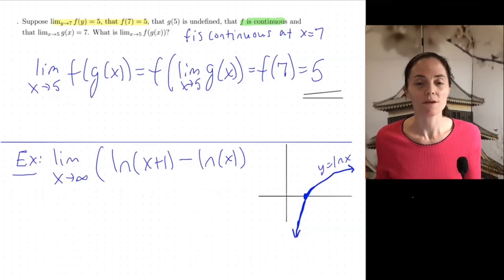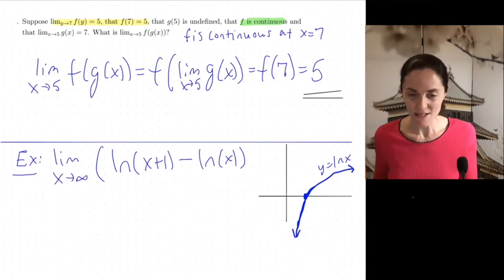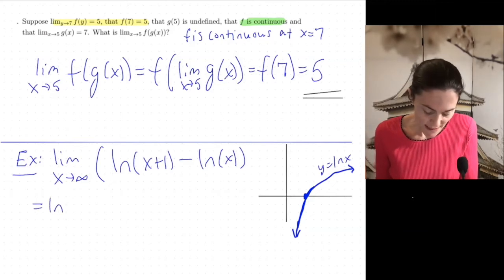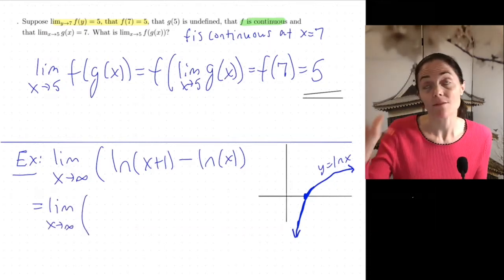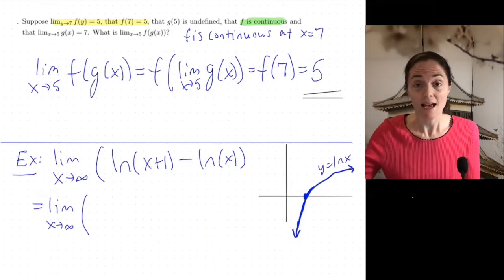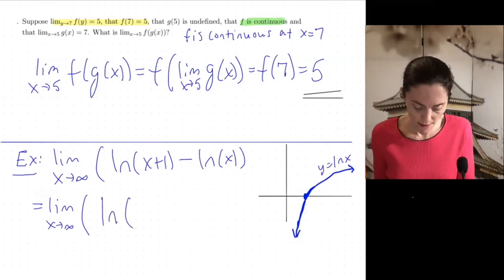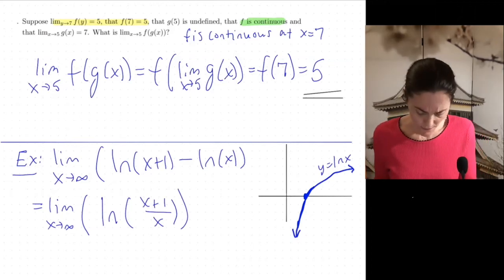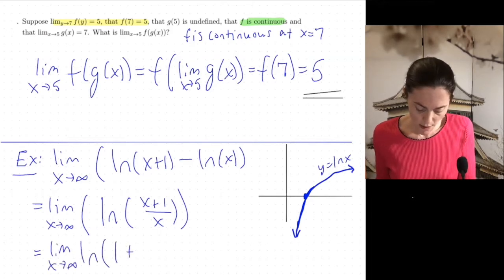And what I would do here is, first we can use a log property. And then we can use the fact that natural log is continuous. This is the limit as x approaches infinity of, well, there's a property of logs. If you have a difference of logs inside, it turns into a quotient. So this would be ln of (x+1) over x. Now, what's inside this log? Well, I can simplify this further. This is 1 plus 1 over x.